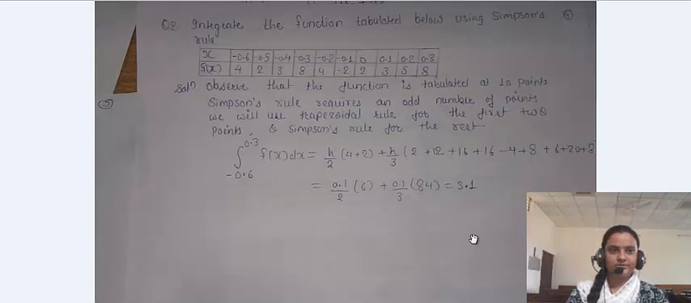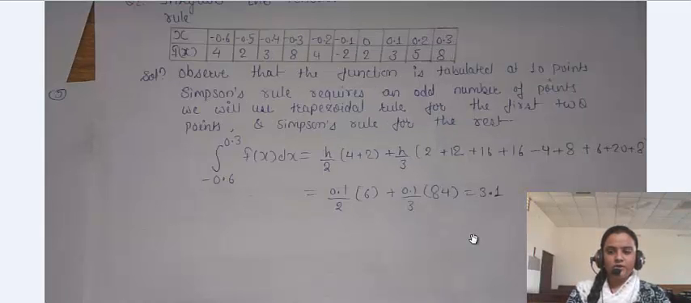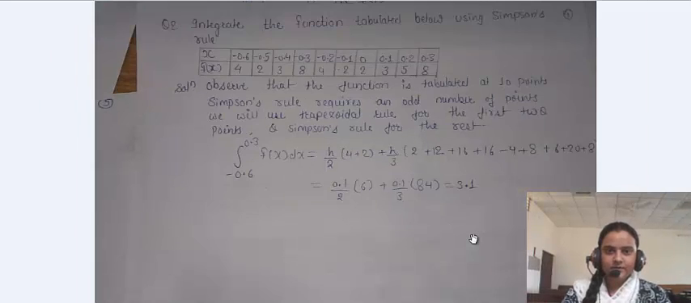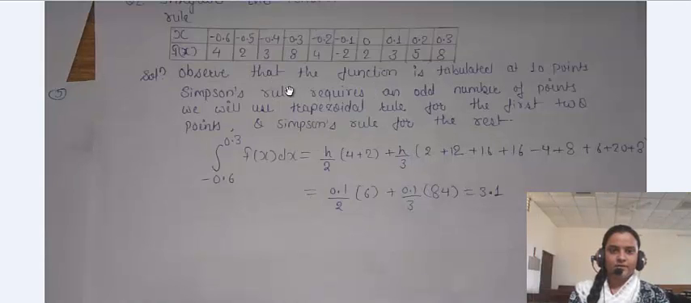Now move on to question number two. Question number 2 is to integrate the function tabulated below using Simpson's rule. Here we have the question where there are some points x, 0.6, 0.5 and so on, and the function values corresponding to the points are 4, 2, 3, 8, 4 and so on.